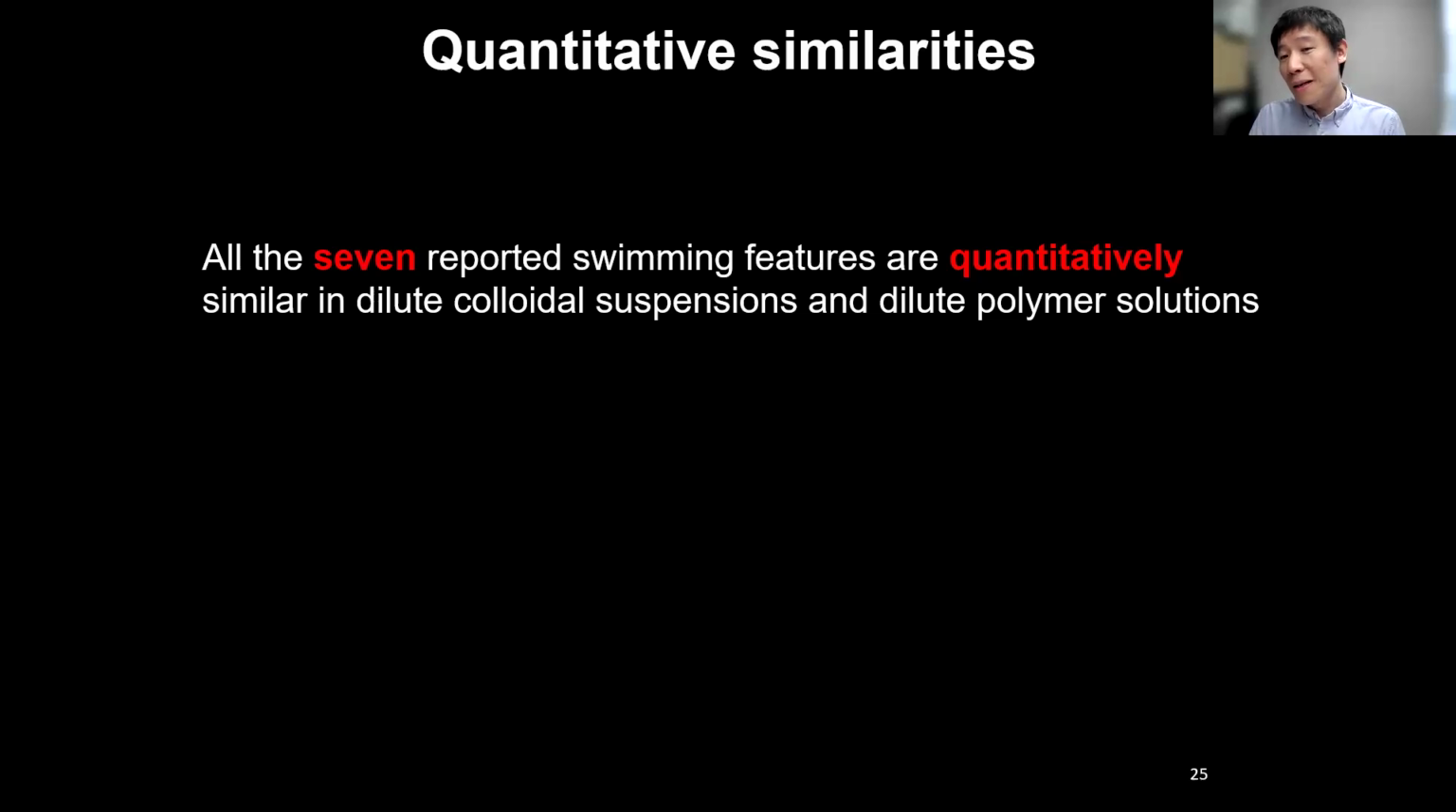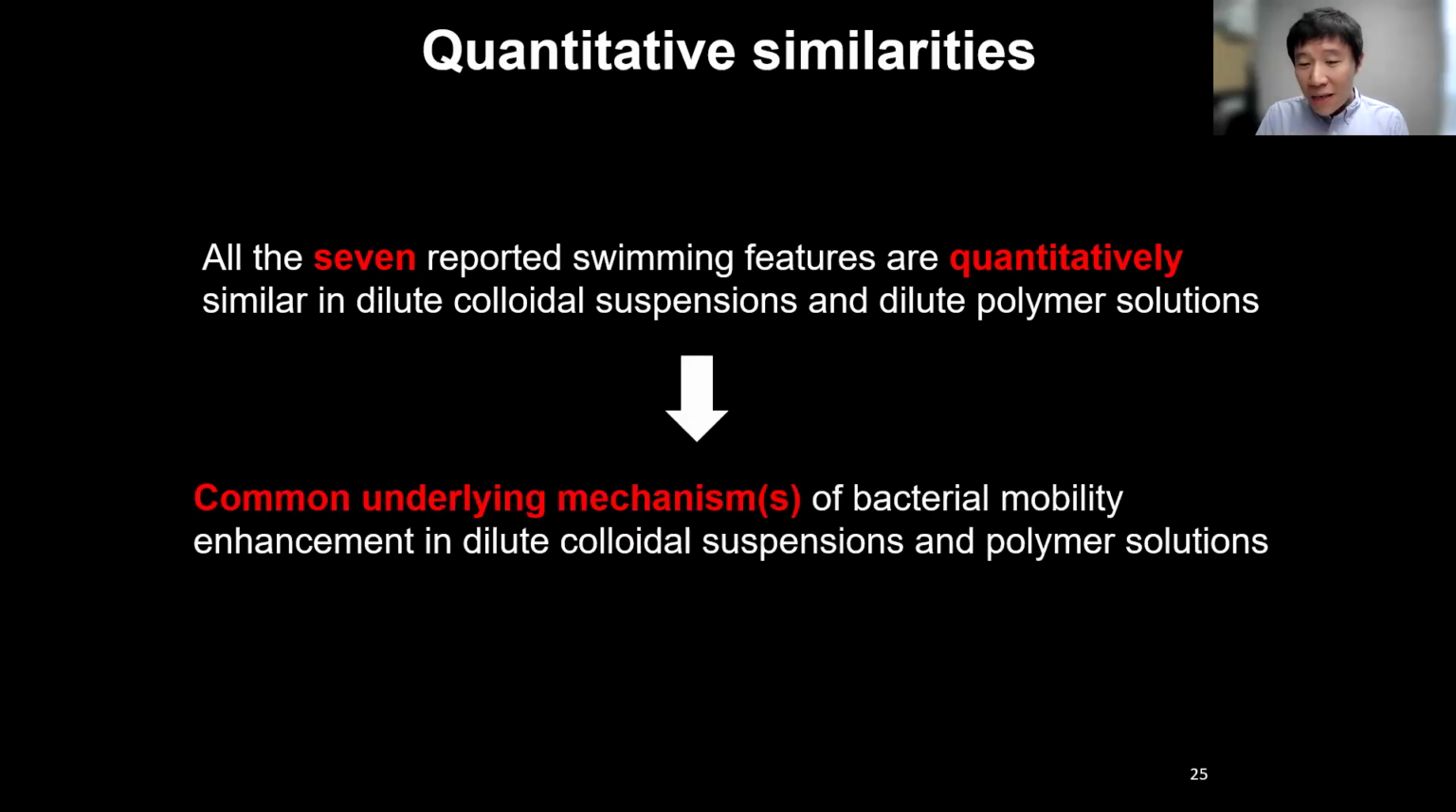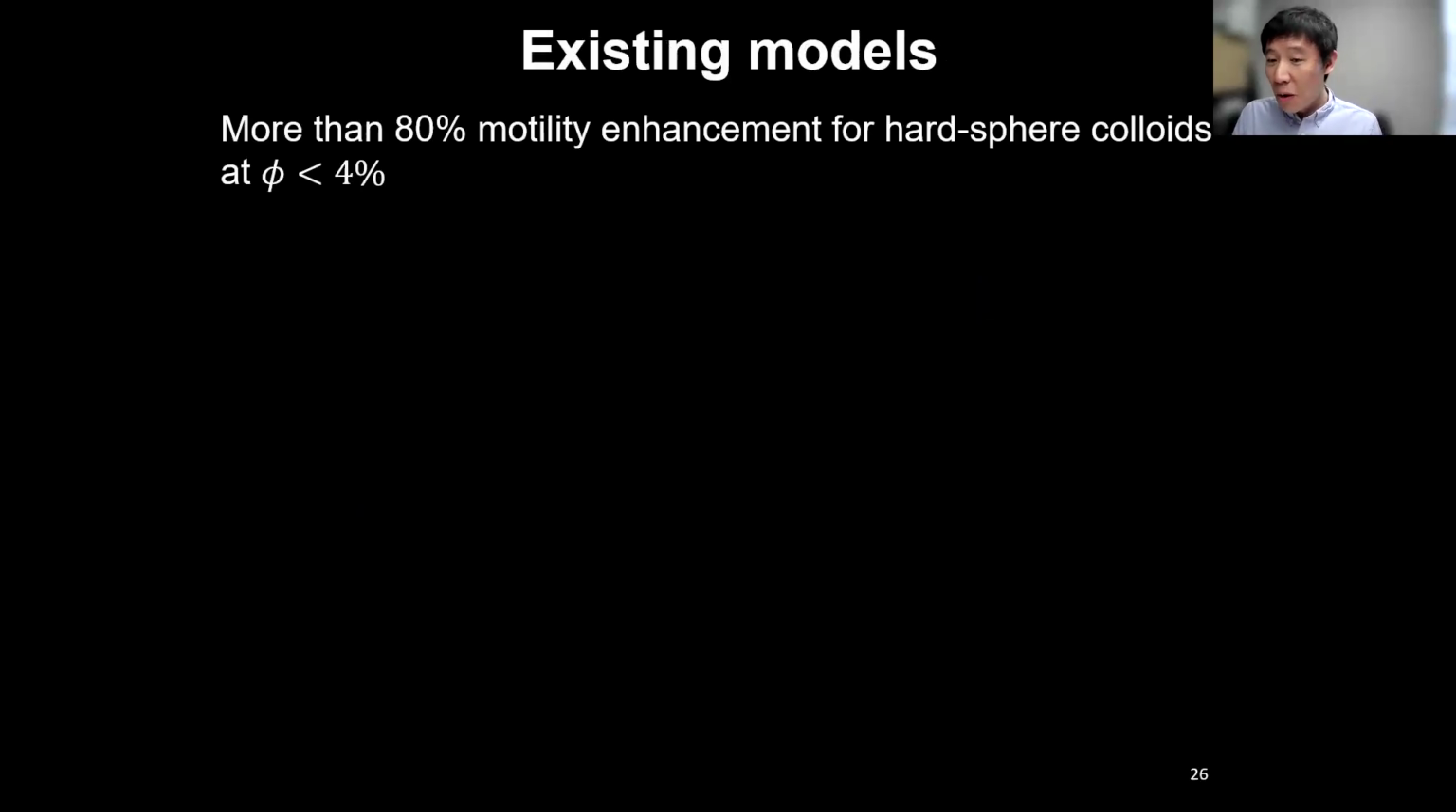So from this experimental observation, we make the conclusion that there must be some common underlying mechanism that makes bacteria swim faster in both colloid suspension and polymer solutions. Okay, not a mathematical proof, just based on the experimental observation. If you believe this conclusion, now we can use our result to examine the existing theory in the field. I just want to remind you, what we see here in colloid suspension is that with a volume fraction less than 4%, very low volume fraction, we see more than 80% speed enhancement in bacterial swimming speed.